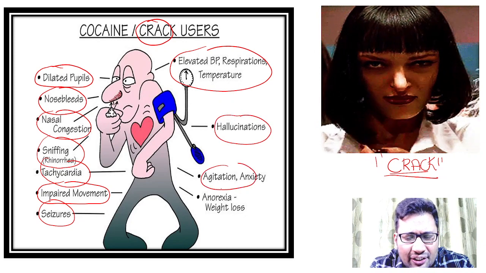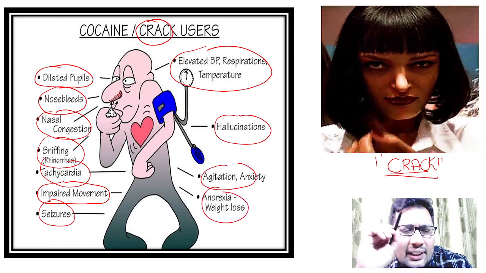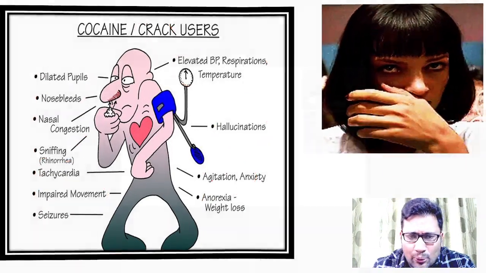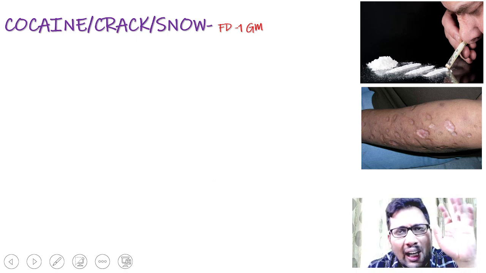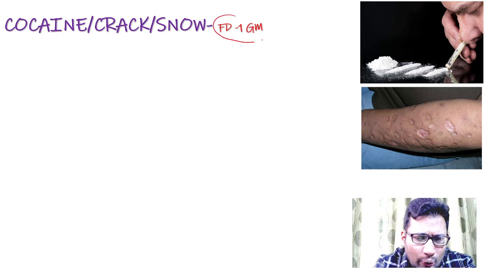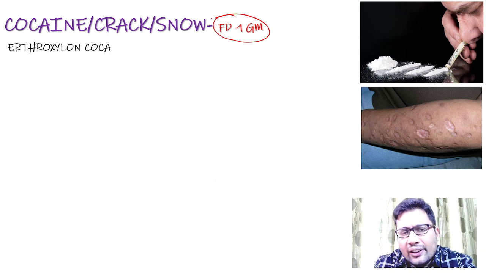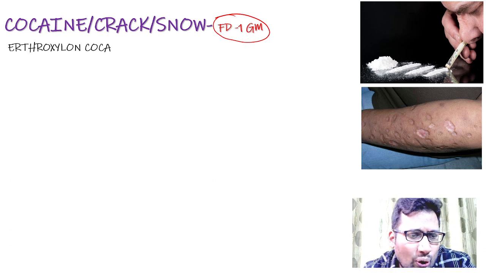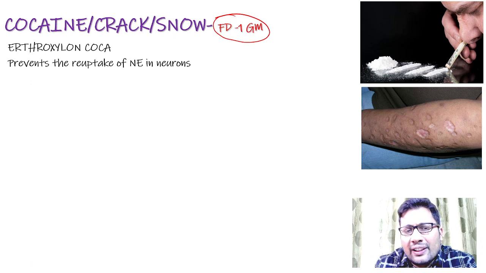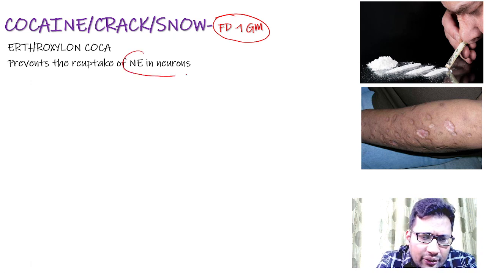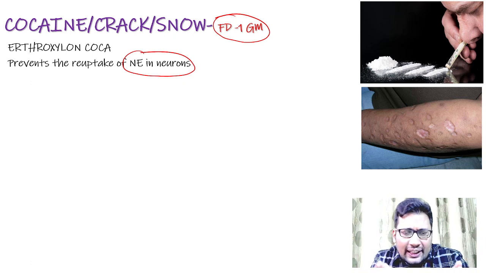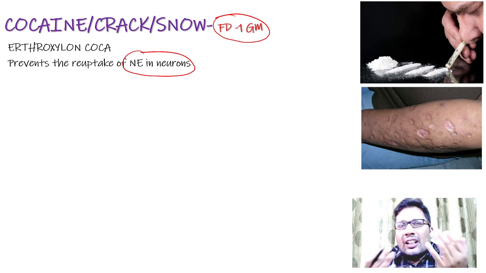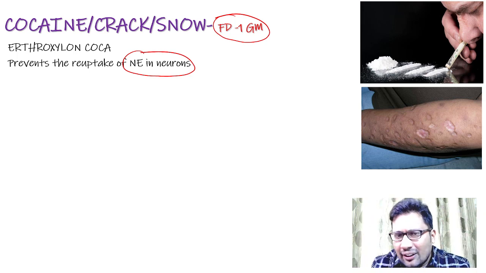Hallucinations, agitation, anorexia, weight loss, all these are seen in cocaine as clinical features. Let's discuss some important points about cocaine. Cocaine is also known as crack and snow. The fatal dose is around 1 gram, and it is from a plant known as Erythroxylon coca. It prevents the reuptake of norepinephrine from the neurons, so there are excessive levels of norepinephrine that lead to hypertension and all these clinical features.